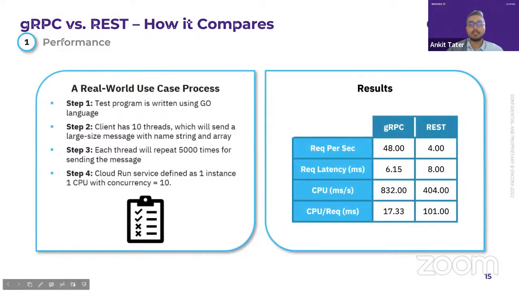Here, there was a test we ran. So we created a Go program and ran it on Google Cloud. Google Cloud actually supports both gRPC and RESTful APIs. So generally, we see that gRPC is approximately 7 to 8 times faster compared to REST.